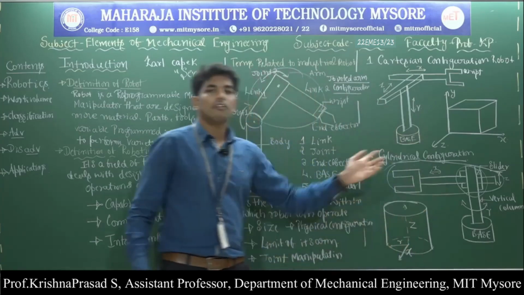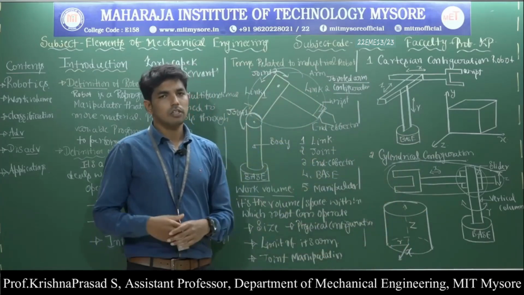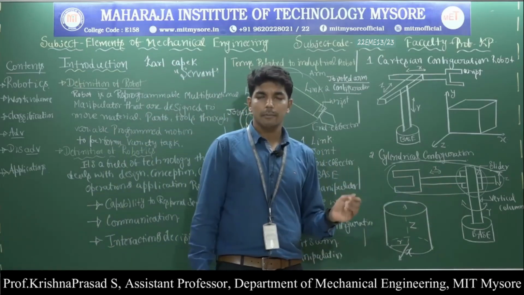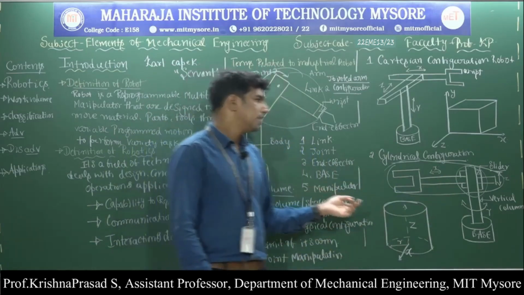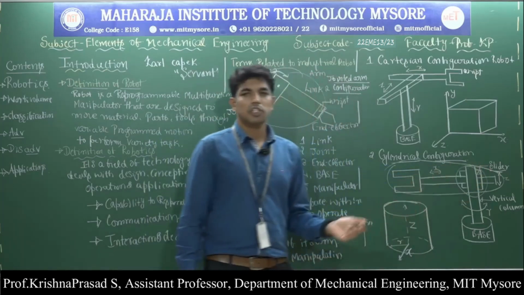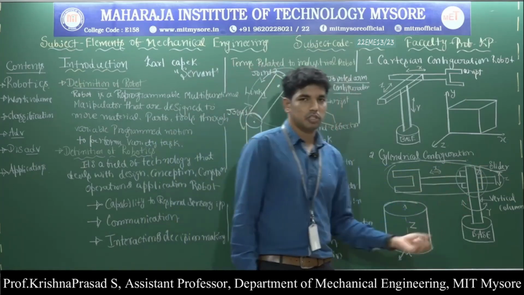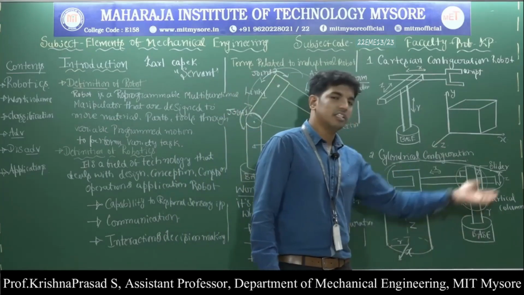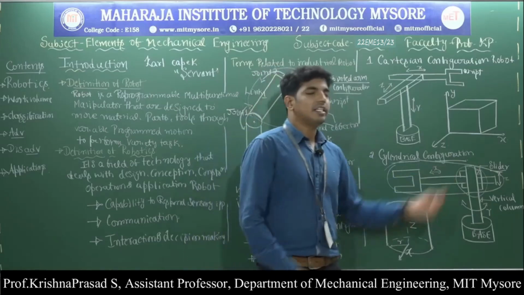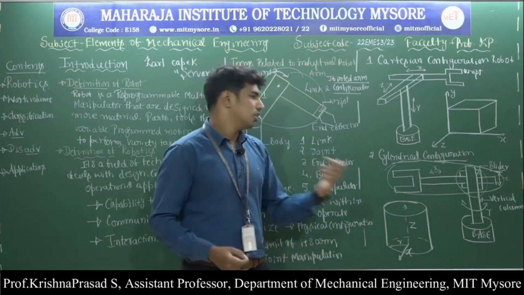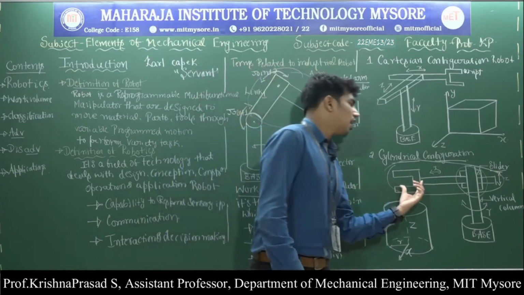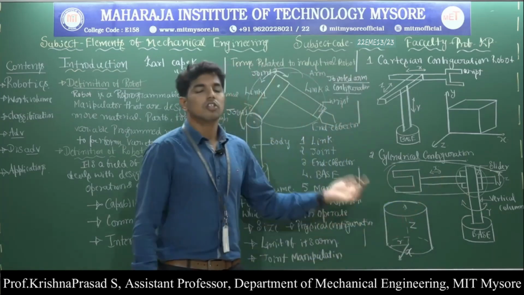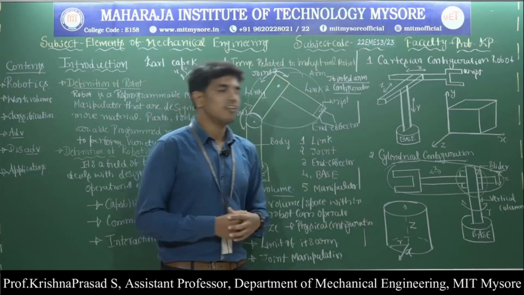Okay, so this is the cylindrical configuration robot. The motion of these kinds of robots traces a cylindrical workspace. It contains a slider in the horizontal position and a column in the vertical position. That means the entire arm assembly can be moved up or down using the Z joint. Then the vertical column is rotated about its own axis using the R joint. Then this arm can be moved radially in and out using the X joint. So this is called the cylindrical configuration robot.